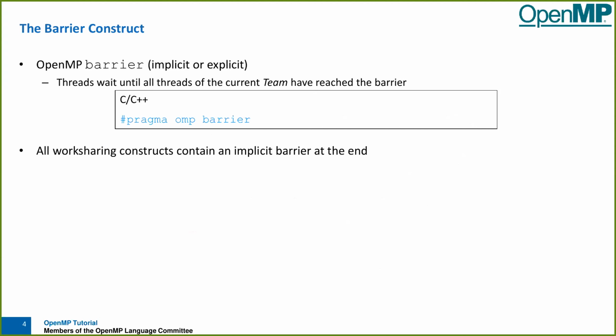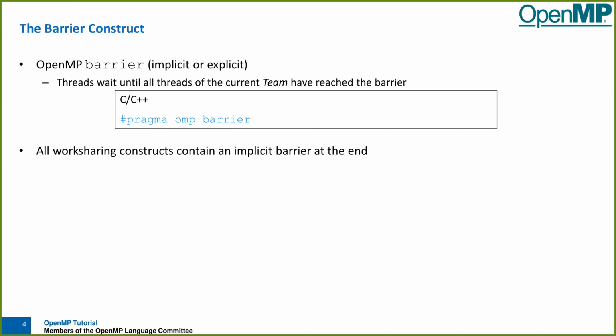And all work sharing constructs, and we learned about the four work sharing constructs so far, and there will be a single work sharing construct in a second, all work sharing constructs contain an implied barrier. Sometimes I call that the invisible barrier at the end. So that means the construct only continues after all the threads have reached the end of the construct, because there's a barrier. If you need this to be explicit in your code, you can write pragma OpenMP barrier.